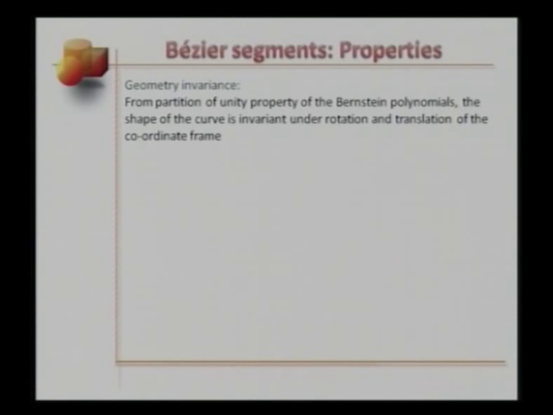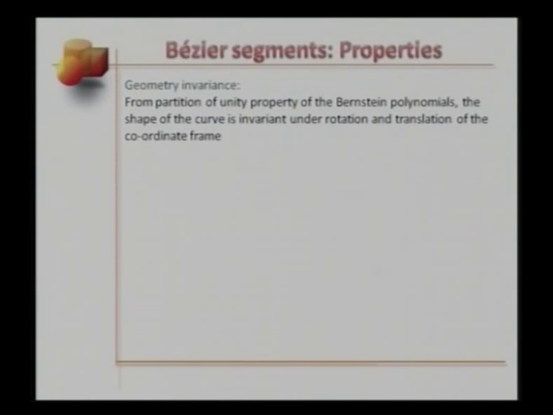Next, geometry invariance. From the partition of unity property of the Bernstein polynomials, the shape of the curve is invariant under rotation and translation of the coordinate frame. I recommend that you revisit the discussion on barycentric coordinates and affine combination. There, we had stated that when the weights in the combination sum to 1, the shape of the curve does not change when the coordinate system is rotated or translated.